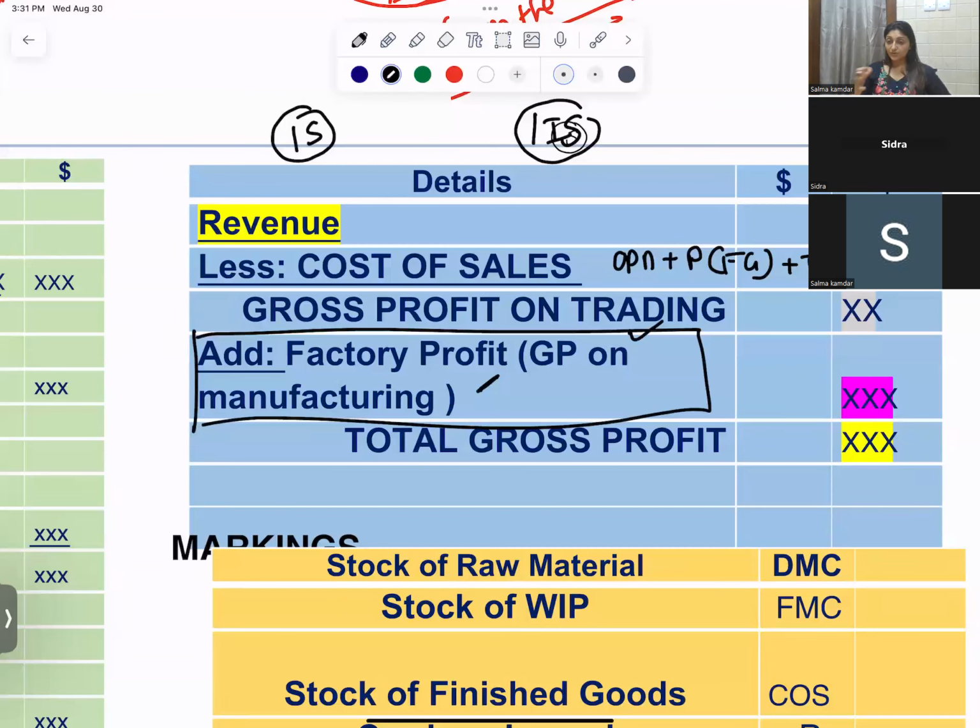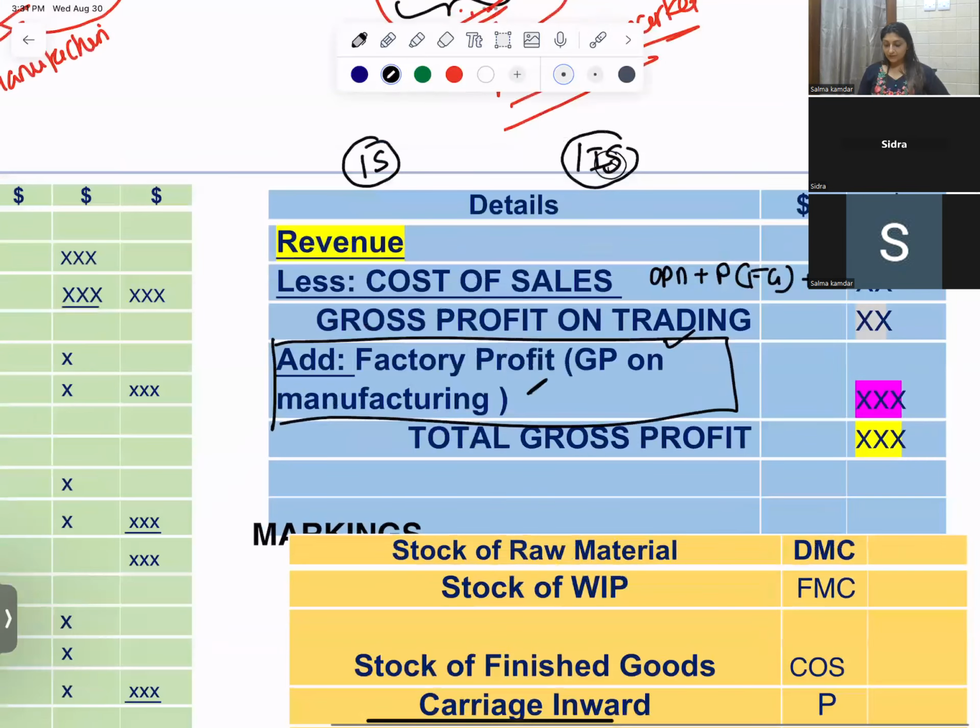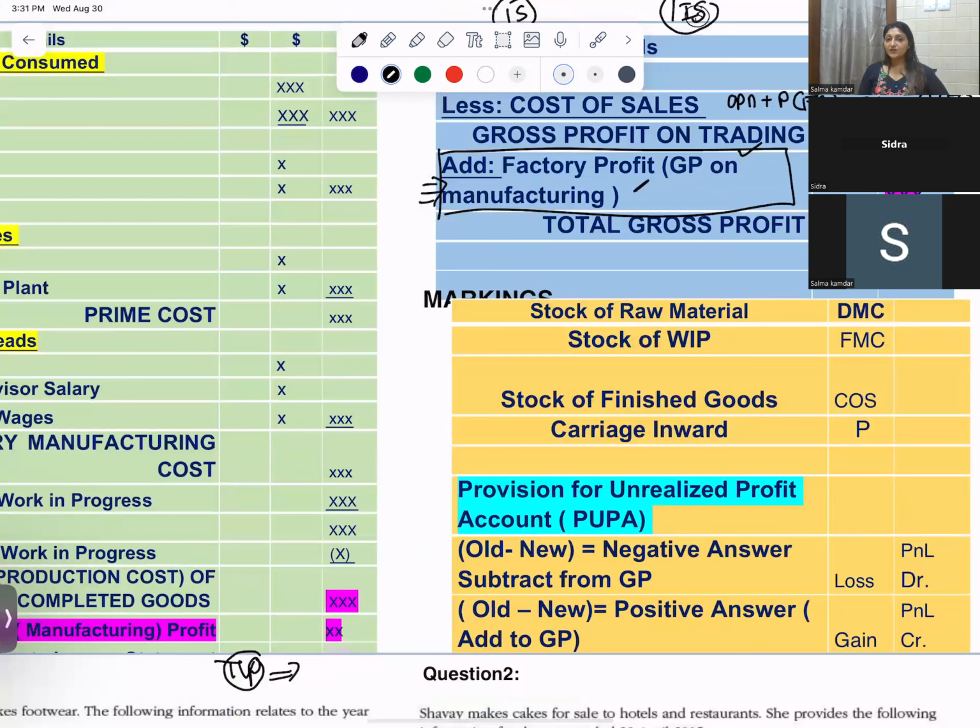You have factory profit that you have not earned. Do you earn this entire factory profit, or is there some part of factory profit which is not earned? No, you own the entire thing. So even if you have closing inventory, some stock that is unsold, you still earn the entire factory profit? No. Whatever factory profit is included in the closing inventory, subtract from here.